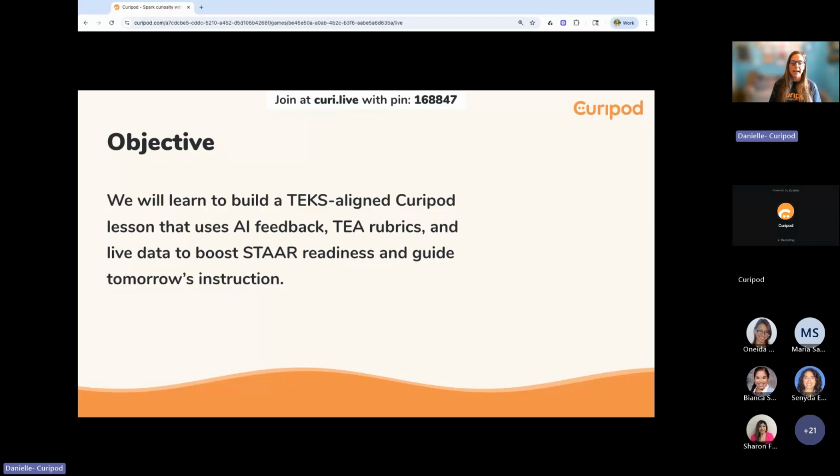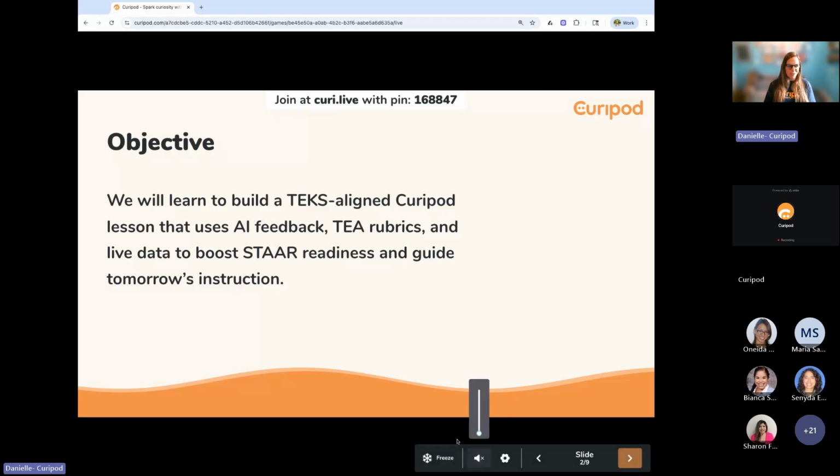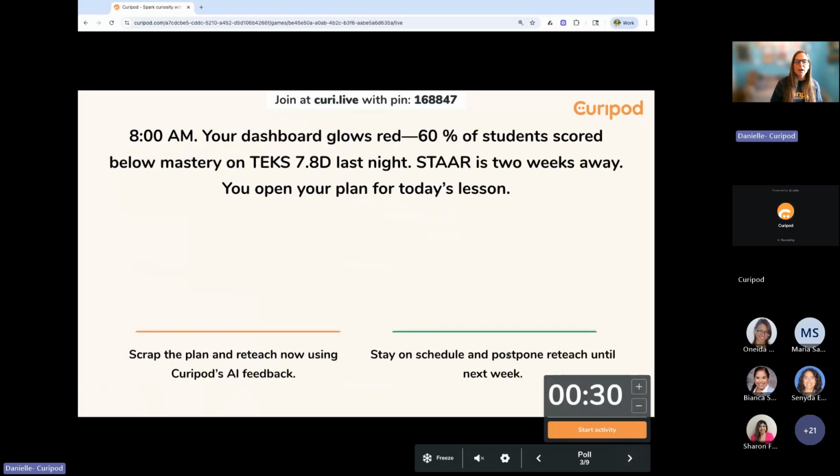And how can we utilize AI feedback, tying into TA, the rubric that's in TA, and using that data to help boost STAAR readiness and help guide your instruction each and every day. And I think that's also really important. If you get data, what do you do with it? How can you help your students? And we're going to cover that today.